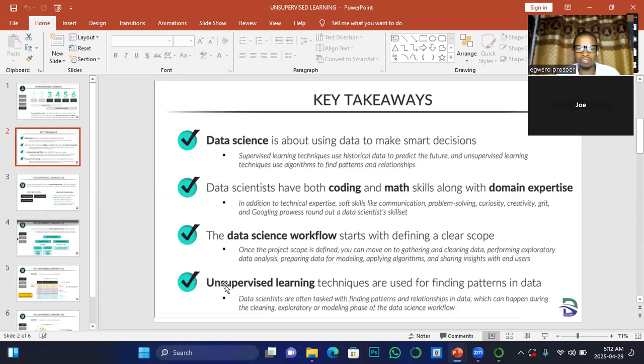We have also learned that unsupervised learning techniques are used for finding patterns in data. Data scientists are often tasked with finding patterns and relationships in data. So it's one of the major tasks that you should be expecting. Just like that analysis I gave, you spend 80% of your time perfecting the data, which is restructuring the data to fit into an analytics model. Because not every data structure can actually be inputted into a predictive analytics model. So it becomes your responsibility to perfect it.